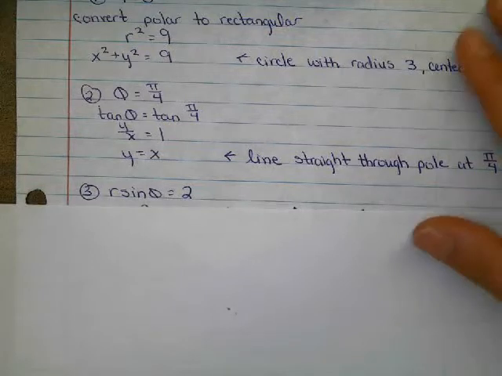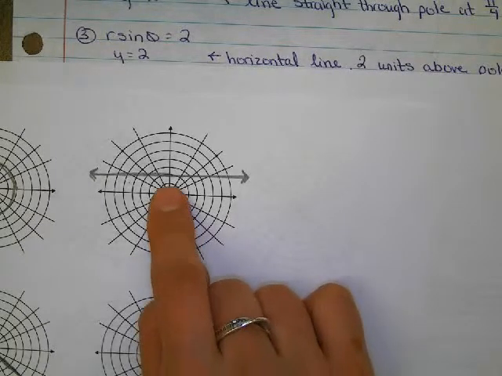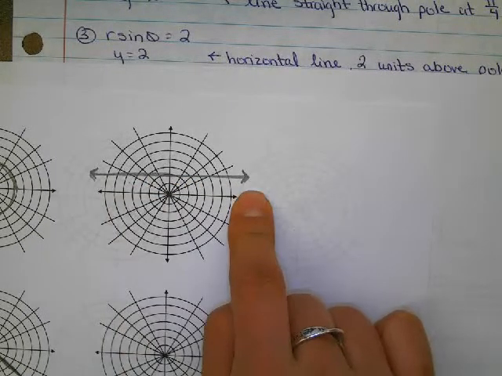Let's do another one here. We have r sine theta equals 2. Well, r sine theta, if you remember, is equal to y. So I can automatically change that r sine theta to y, and I get y equals 2. Well, y equals 2 is a horizontal line, and it's going to be 2 units above the pole. If I were to graph it, this is my pole here. I'm 2 units above right here, and there's my horizontal line. I did that because r sine theta equals y. So it's handy to know what all the conversions are from polar to rectangular coordinates.